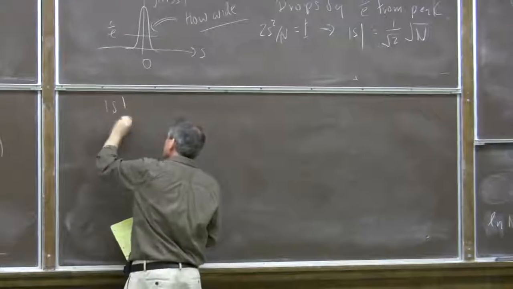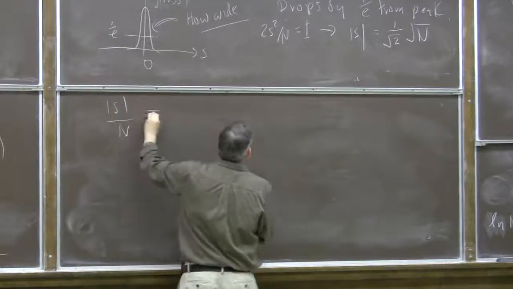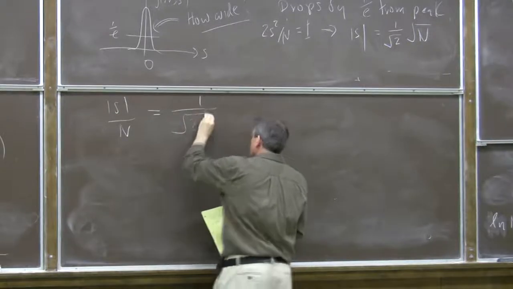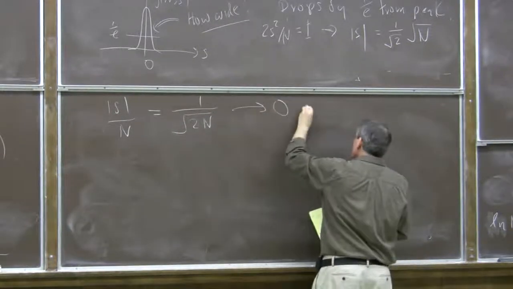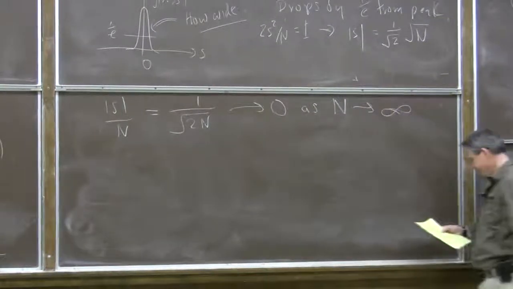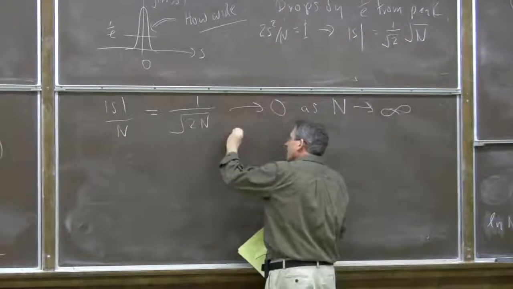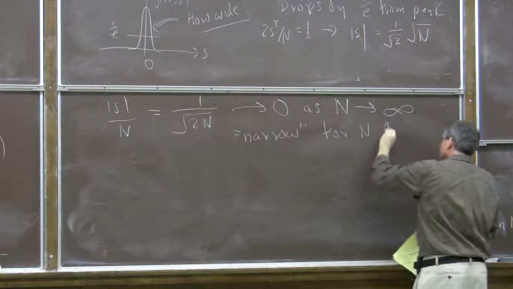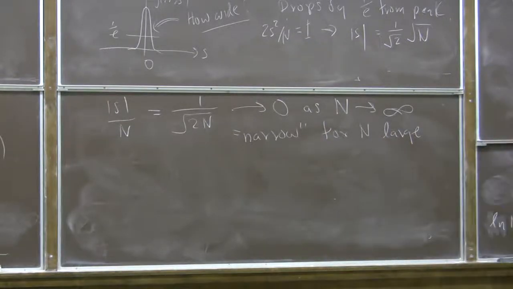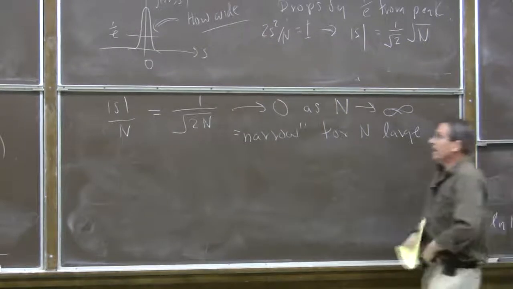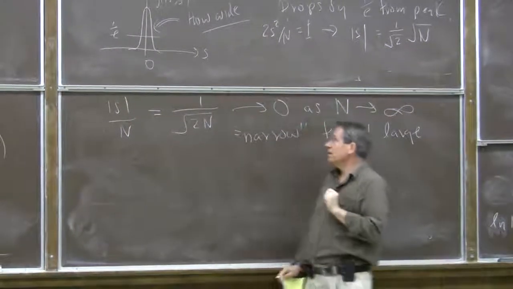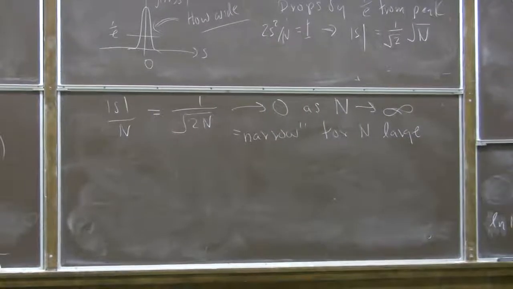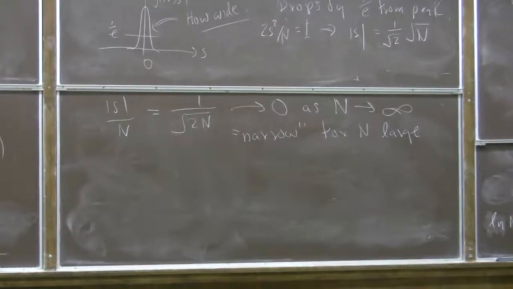In other words, the absolute value of s divided by n is 1 over the square root of 2n, and that goes to 0 as n goes to infinity. So that's what I mean by narrow for n large. It means, in other words, if I have 10 to the 22 spins in some macroscopic hunk of magnetic material, the typical fractional deviation from half spins up and half spins down is something like 10 to the minus 11. It's really small. That's what I mean by narrow.